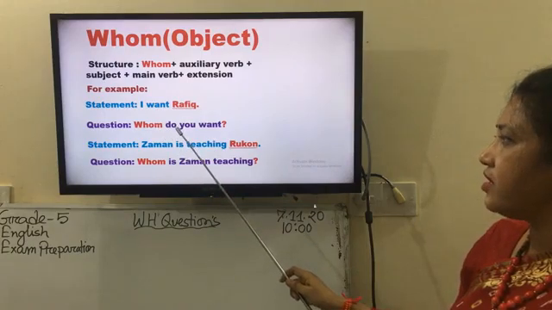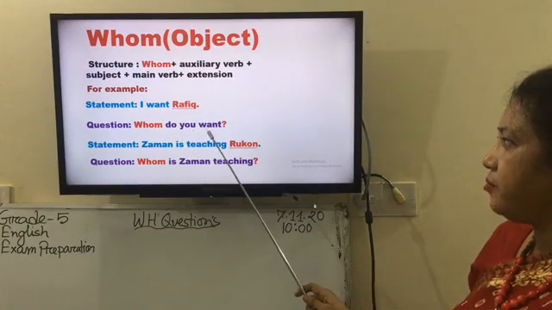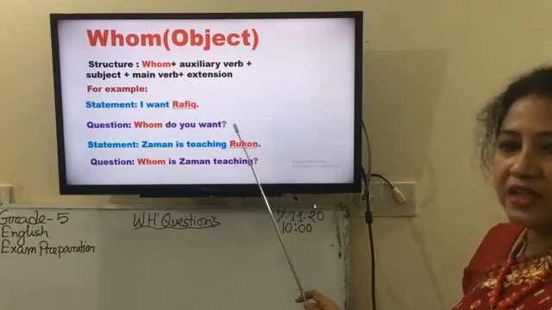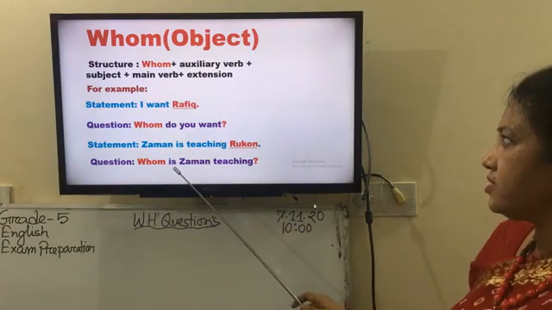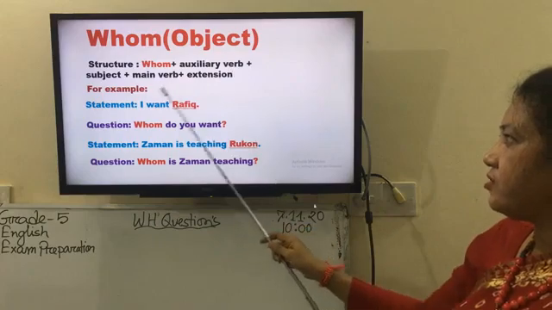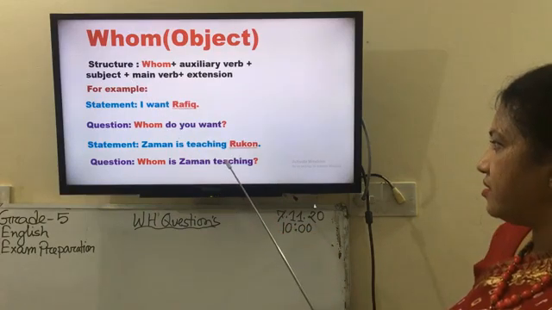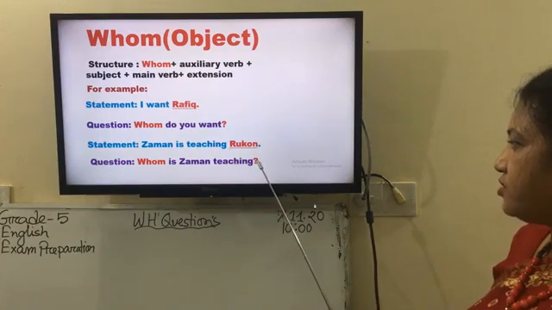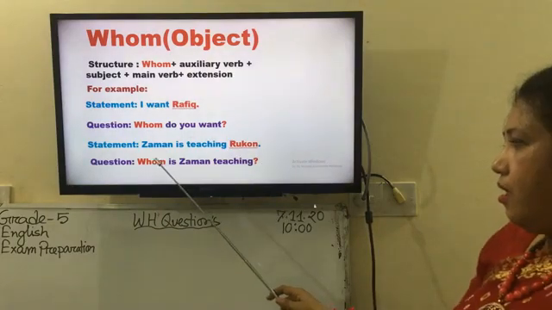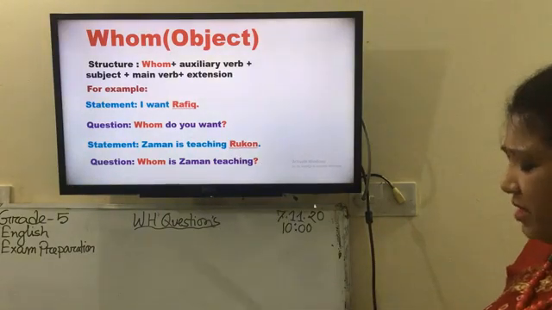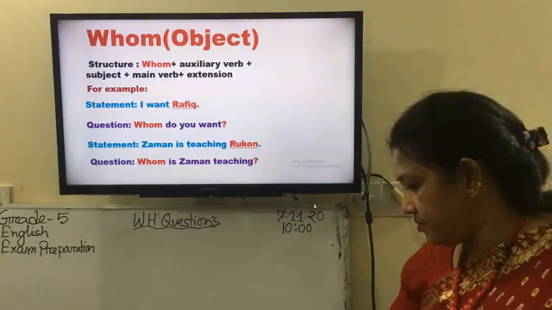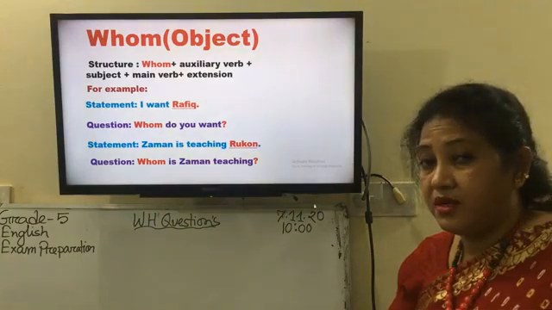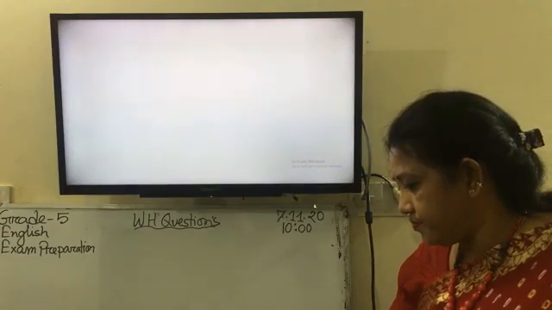Whom, this is auxiliary verb, subject and then main verb. Here is no extension, so I do not write it down here. Whom, auxiliary verb, subject, main verb. Here is no extension. Whom is Zaman teaching? I think it is also clear to you.